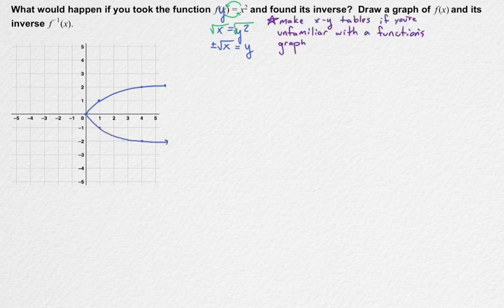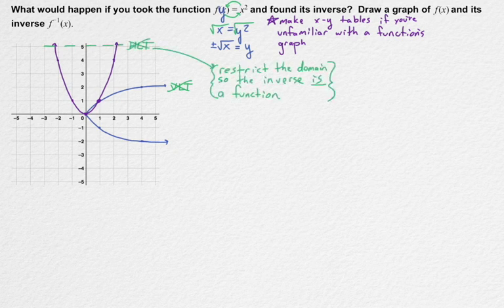And remember, you can always make an xy table if you're unfamiliar with a function's graph. But there's a problem with this because it doesn't pass the vertical line test. Basically, everywhere it exists, it doesn't pass the vertical line test. And if we think back to the original function, f(x) = x squared is just a parabola that looks like this. And thinking back to the beginning of the video, this doesn't pass the horizontal line test.